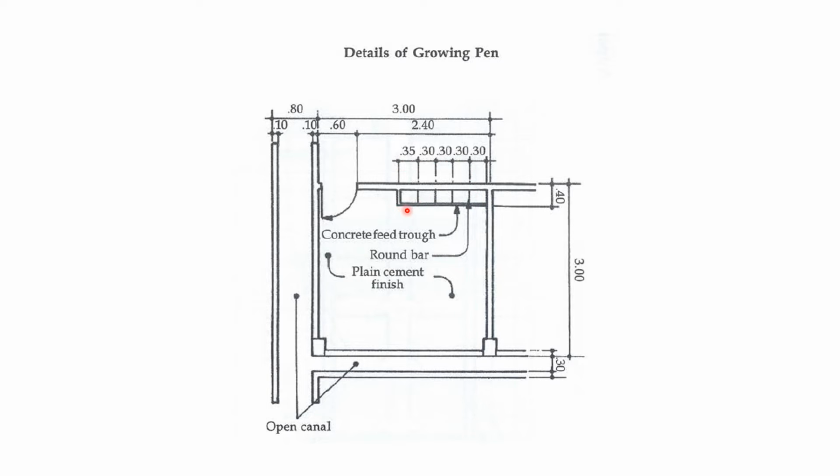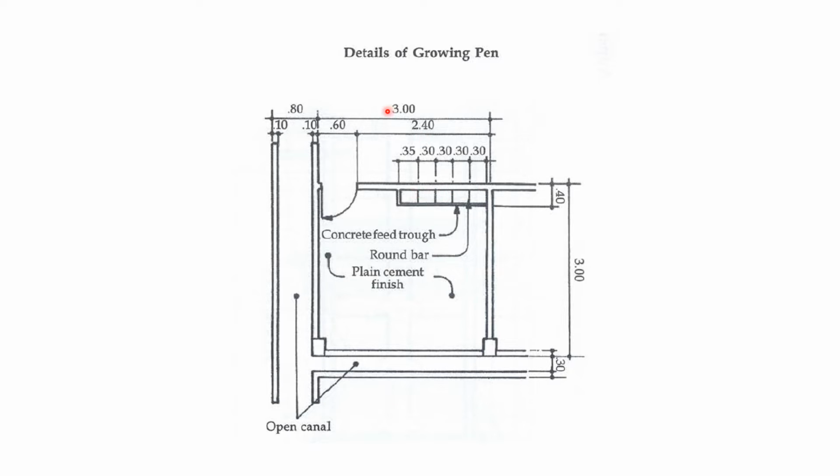Pwede rin na iisa, hindi na nagdi-divide. So pwedeng 3.5 plus 3, plus 0.3 plus 0.3 plus 0.3 plus 0.3. Yung length na niya, yun yung susundin ninyo. Pero pwede rin na i-divide yan. So, yung isang division, 0.35 meters, yung isa, 0.30, yung isa, 0.30, then yung isa, 0.30, 0.30. So, yung 0.30 meters na yan, kasya na yung ulo ng baboy. Then, may adequate space rin para makakain siya ng maayos.